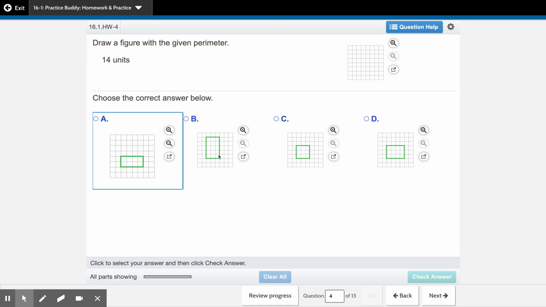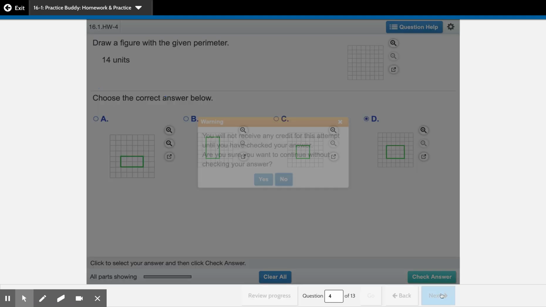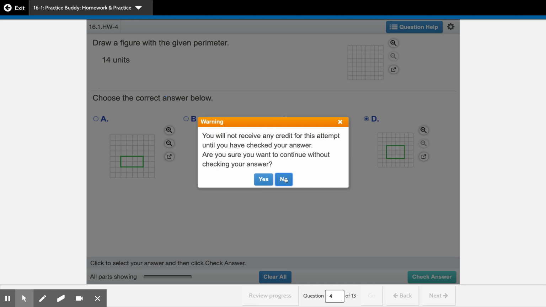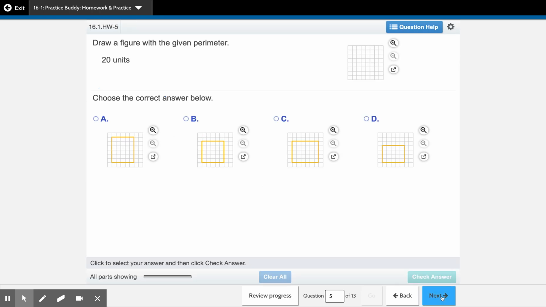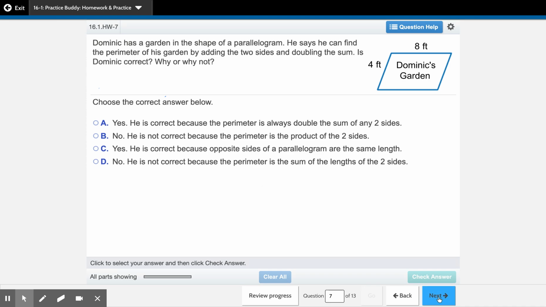1, 2, 3, 4, 5, 6, 7, 8. 8 plus 8 equals 16, so I know this is not the right answer. 1, 2, 3, 4, 5, 6. Again, 6 plus 6 equals 12. So 1, 2, 3, 4, 5, 6, 7. 7 plus 7 is going to equal 14. I forgot to check my answer, so there's my checked answer. Same concept here on this one, same on this one.